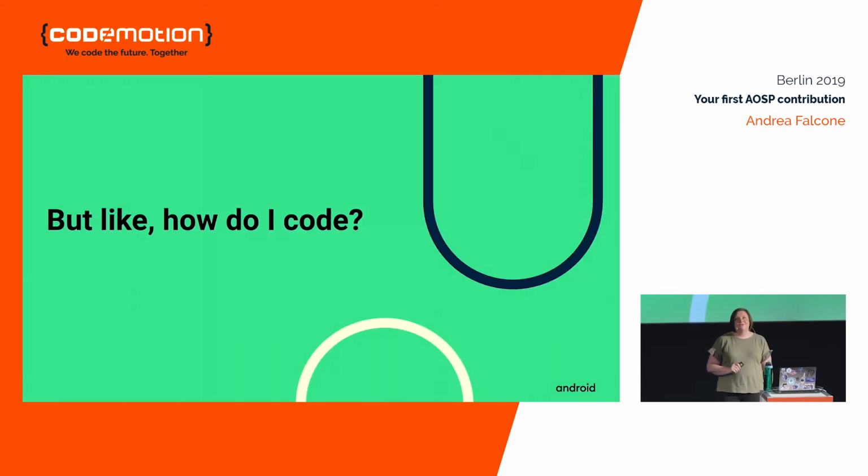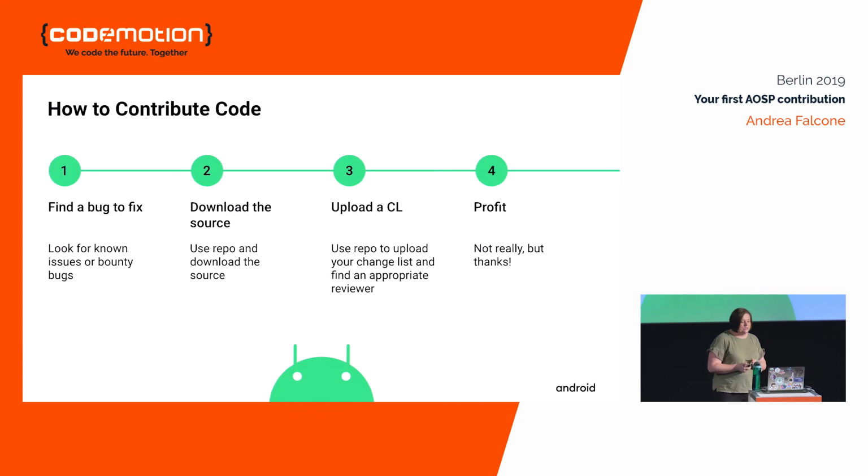Okay, so enough about bugs. Let's talk about writing some code. So the process for contributing, referring back to what we talked about earlier: we're going to need to figure out what it is we're going to fix. We're going to need to get the code. We're going to need to upload it, and not profit, but we'll get there.